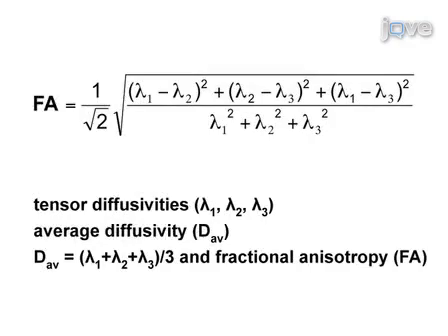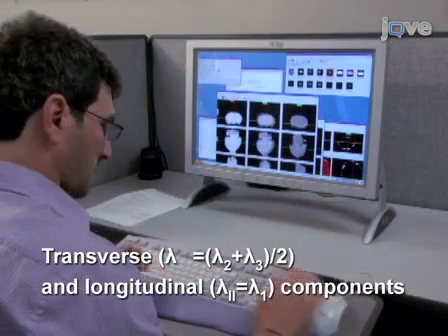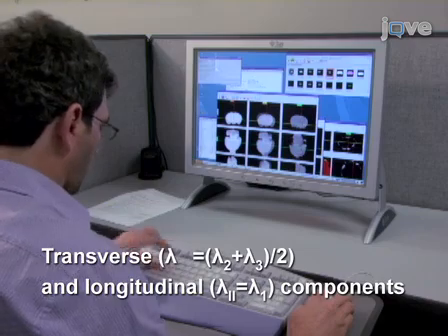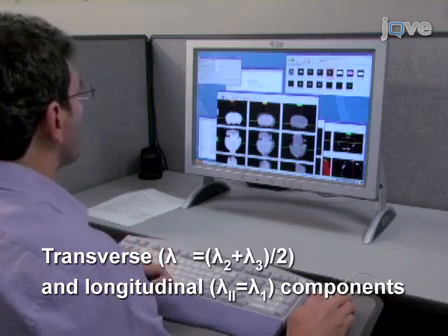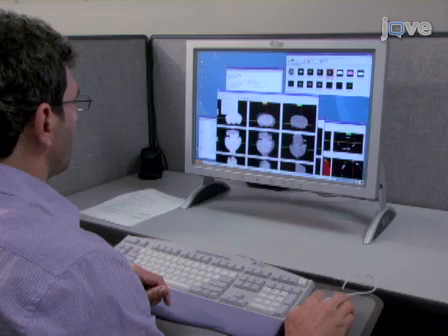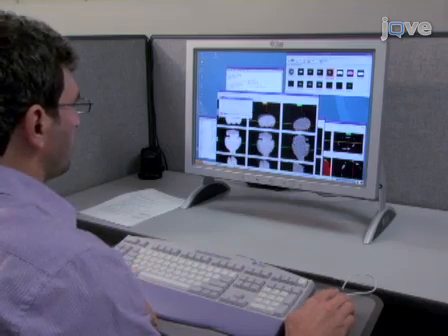Analyses produce maps of the tensor diffusivities, average diffusivity, and fractional anisotropy. Transverse and longitudinal components of the diffusion tensor can also be obtained. Once the maps are constructed, draw regions of interest on the T2 weighted MRI overlaid with color-encoded directionality maps. Examples of the regions chosen in our experiments for analysis in the HIV mouse model are displayed here.